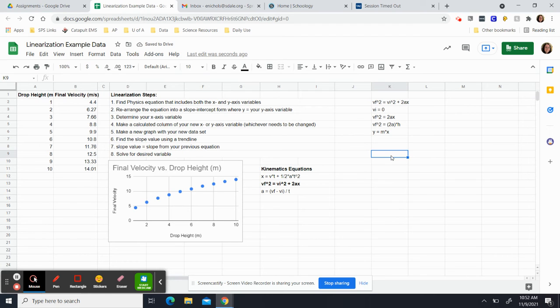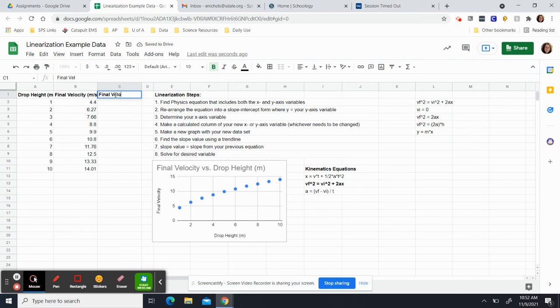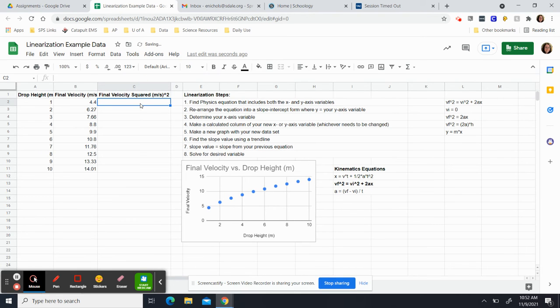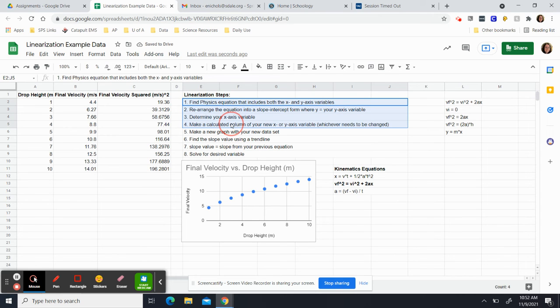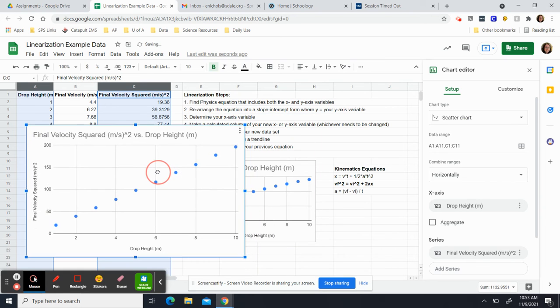Great, so that means in order to make this graph of velocity final squared equals 2a times h, I need a velocity final squared column. So I'm going to insert a column over here on the right, and I'm going to call it final velocity squared. I'm even going to put my unit, meters per second squared. And then I'm going to make it do the math for me. I'll put an equal sign, click on the value that I want to use, and then I will square it. And then I'm going to use the autofill. Great, so now I have done all of these steps. Now I just need to do my graph. So I want drop height versus final velocity squared. And there it is. It's nice and linear.